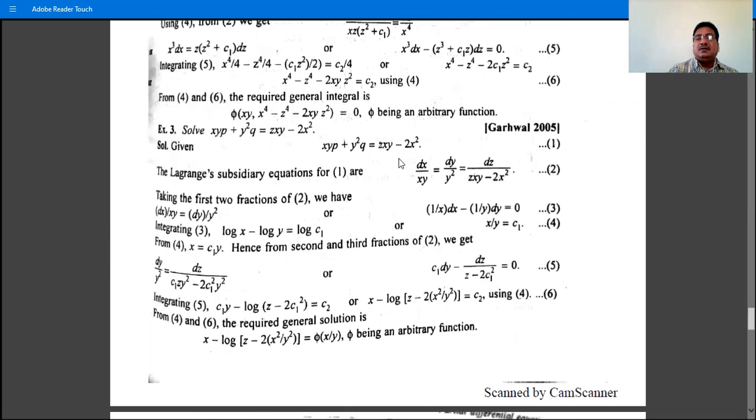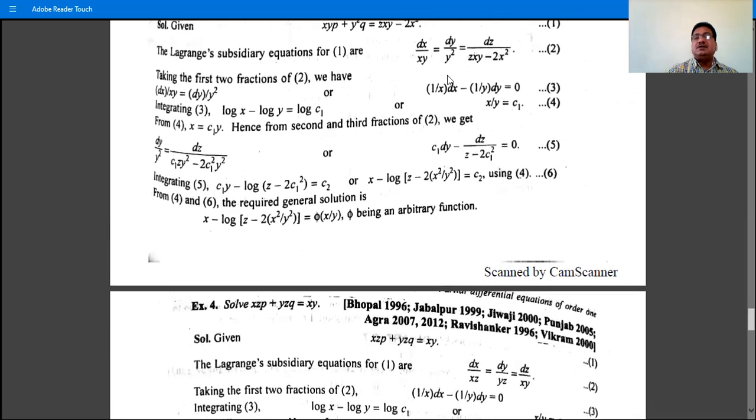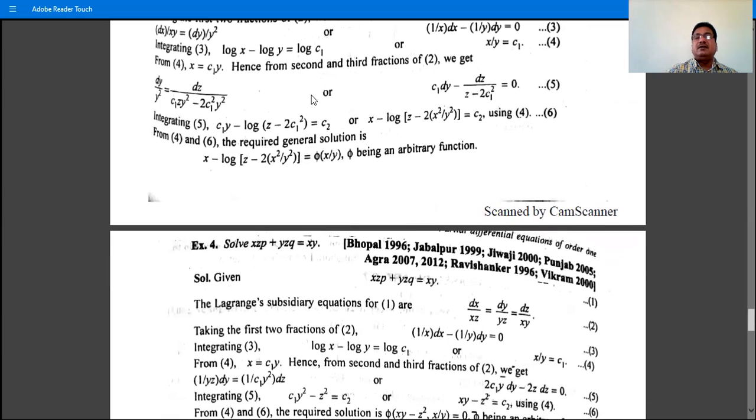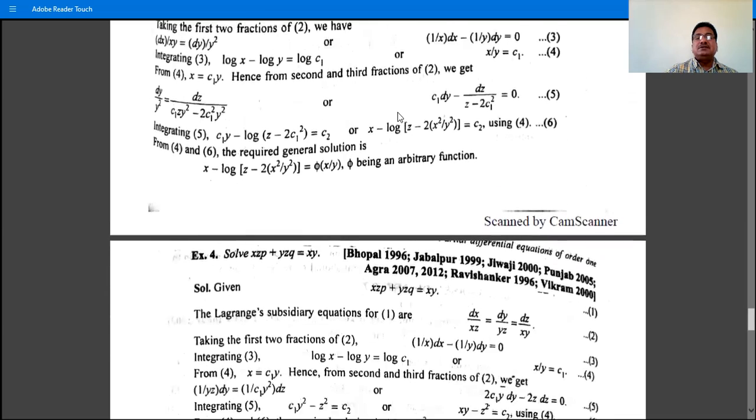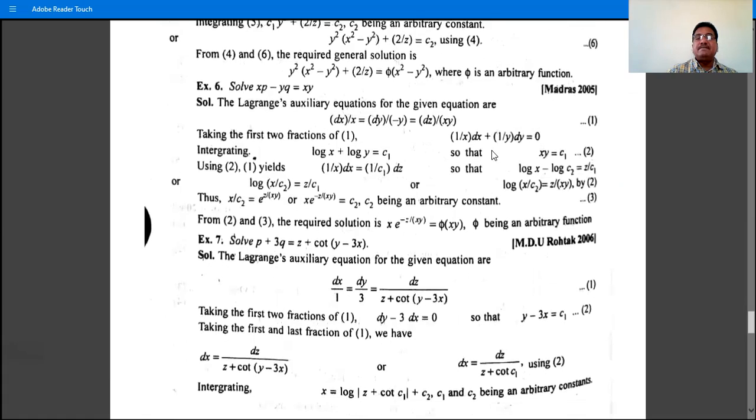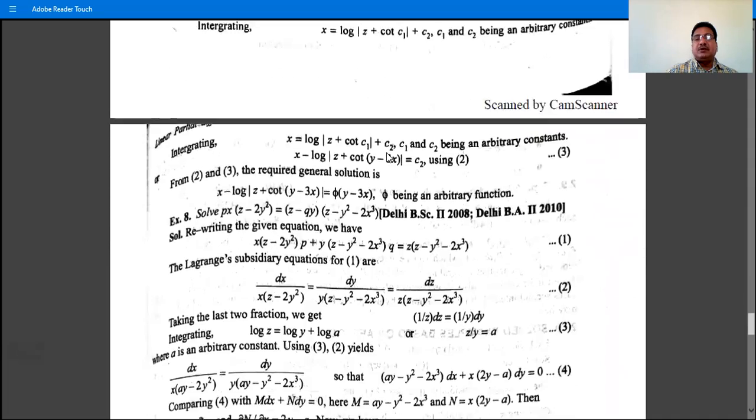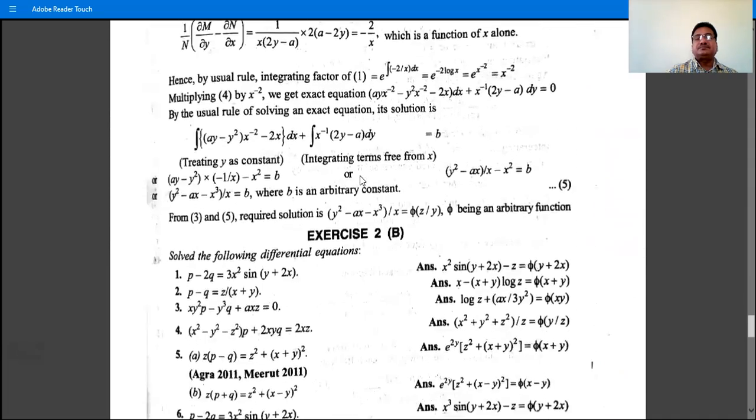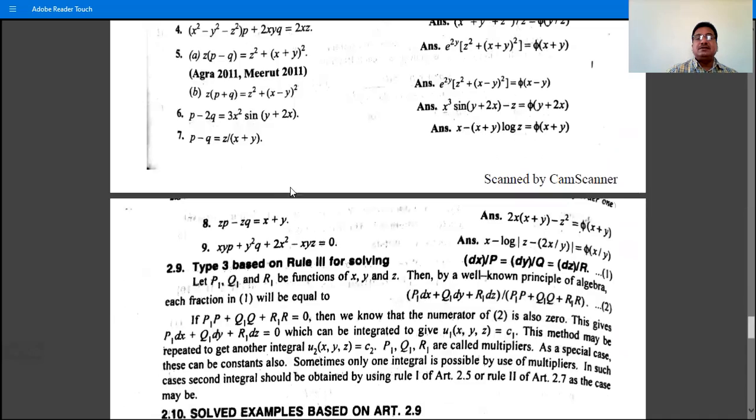And write the auxiliary equation dx by P, dy by Q, dz by R. And now this is the repetition of the first topic, the problems of the type dx by P, dy by Q, dz by R. So write all these solved problems in your notebook and solve the exercise problems.